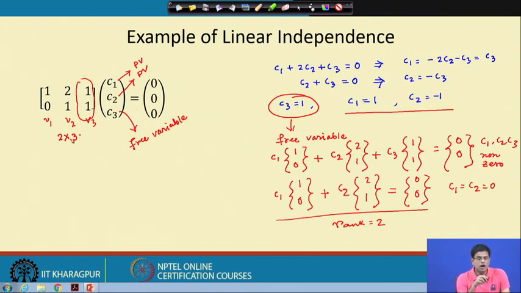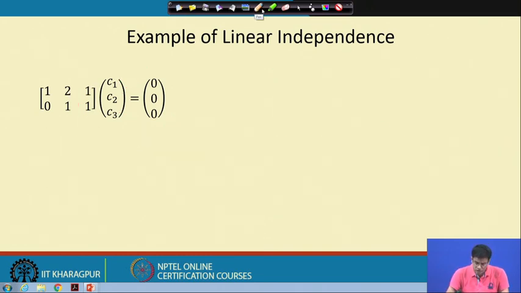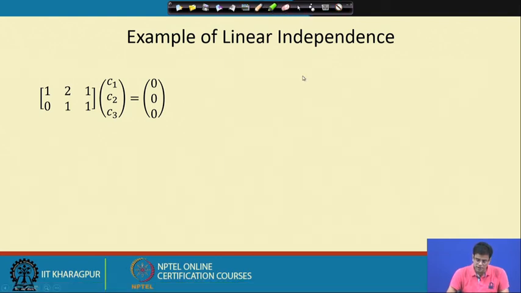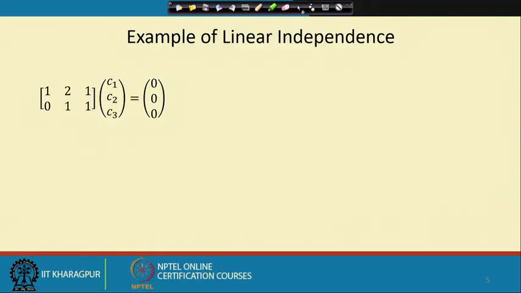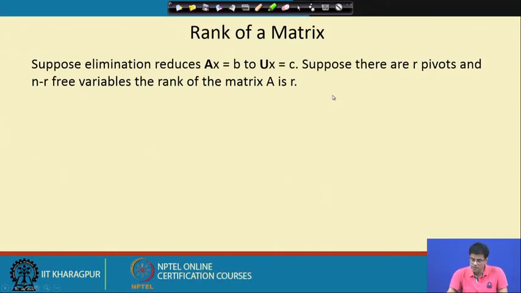and the other 2 are pivot variables. So that is why the rank becomes 2. Now, let us formally define what rank essentially is. Suppose the elimination reduces Ax equals b to Ux equals c, and suppose there are r pivots and n minus r free variables, then the rank of the matrix A is r.